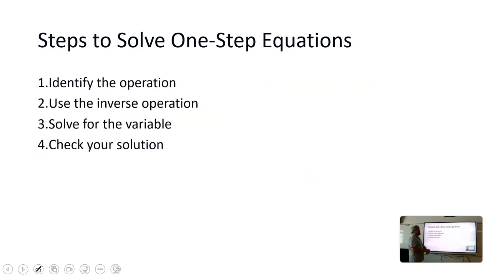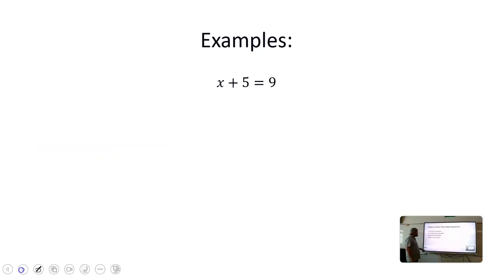So we just have a couple steps. First, we identify the operation, whether it's an add or a subtract or a multiply or divide. And then we're going to do the inverse operation, so we're going to do the opposite of that operation. Then we solve for the variable. Remember, when we're solving, whatever we do to one side of the equation, we have to do to the other side of the equation. And then last, we're going to make sure we check our solution.